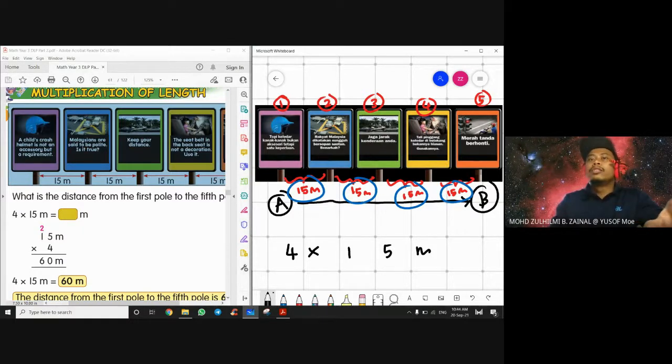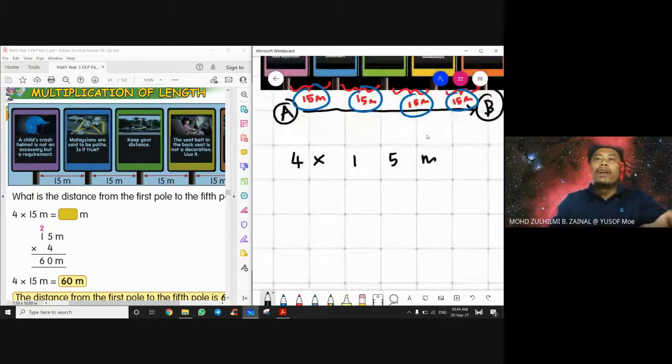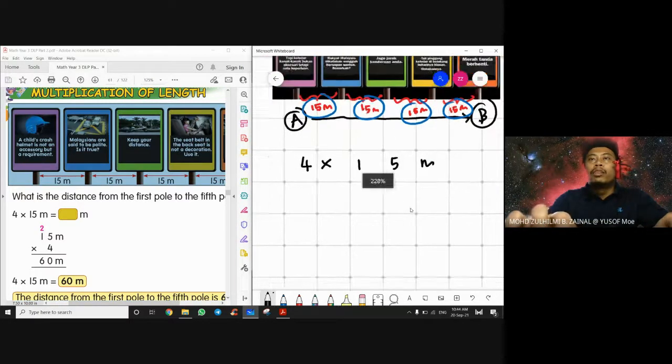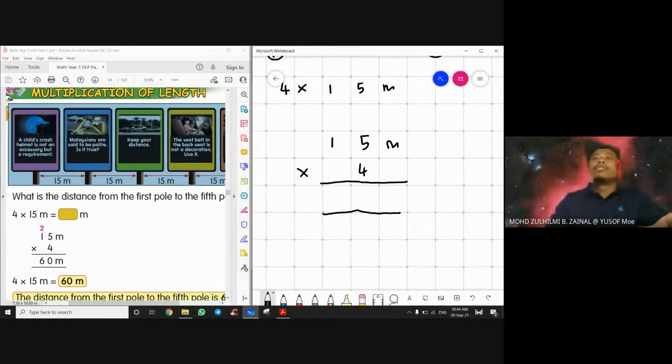15 is the distance in between pole 1 until pole 2, each pole. So you just multiply: 15 times 5. As you can see, we can use the usual multiplication method. We do the standard written method for multiplication.